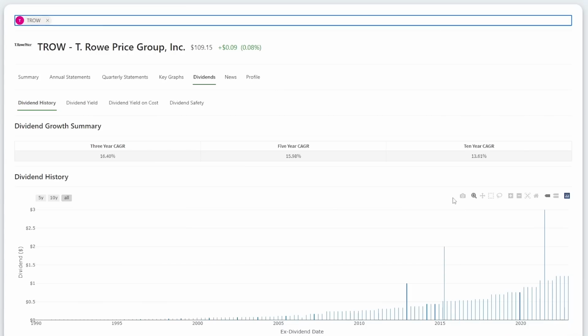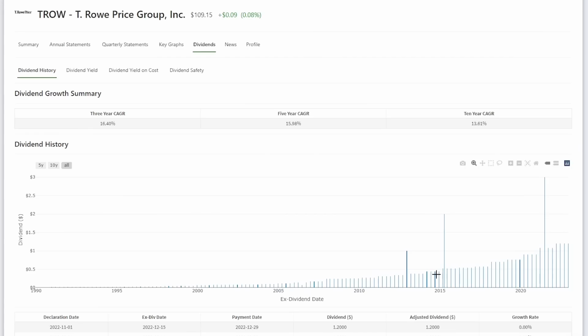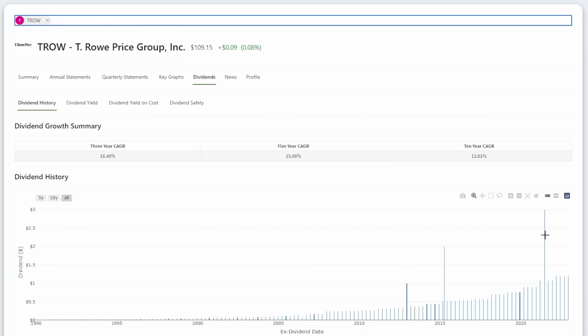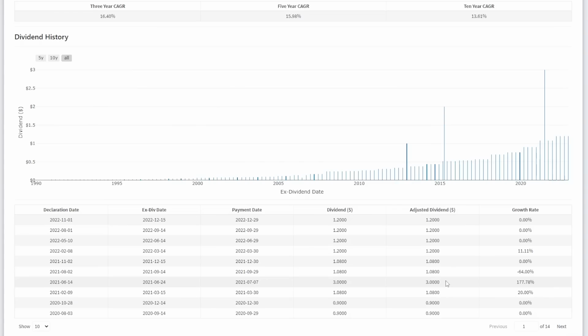T. Rowe's dividend is just fantastic. Over the past 10 years, the compound annual growth rate of the dividend is 13.61%. They pay a quarterly dividend that consistently increases on an annual basis. On top of this, they pay large special dividends every few years. For example, in 2021, they paid a $1 per share special dividend.